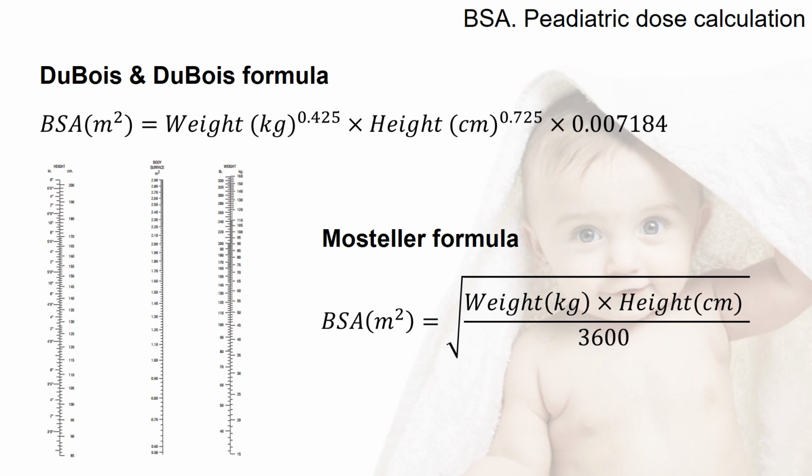The body surface area of a child or baby can be calculated using these two formulas: the Dubois formula or the Mosteller formula. Both of them require the measurement of weight and height of the child.